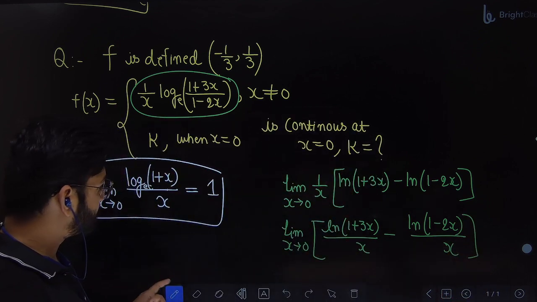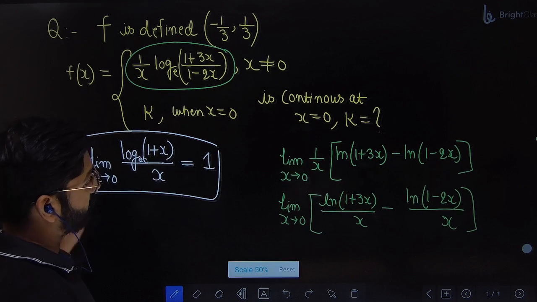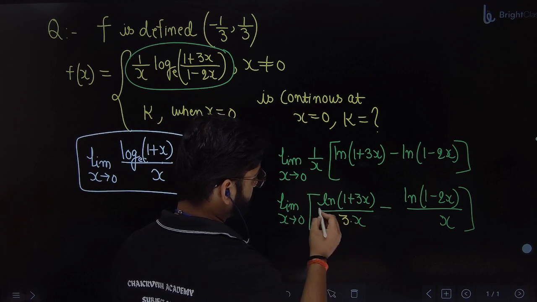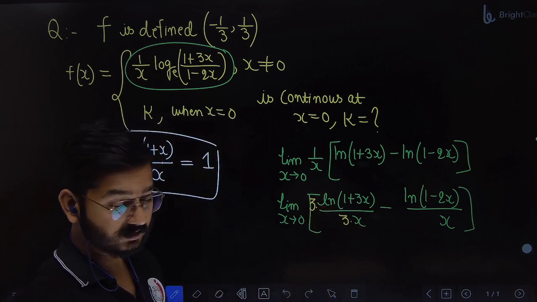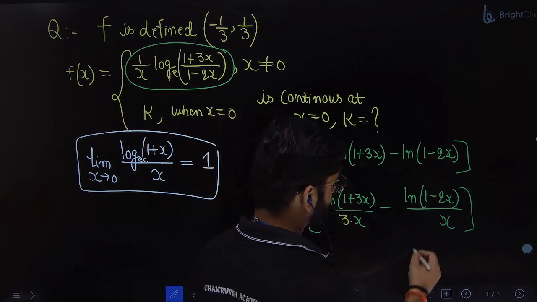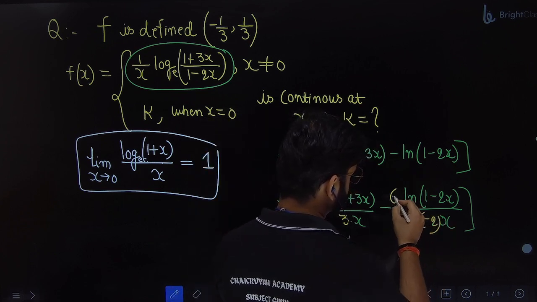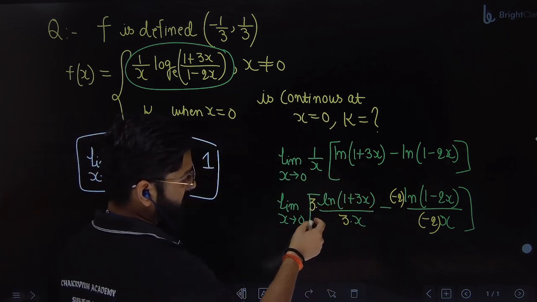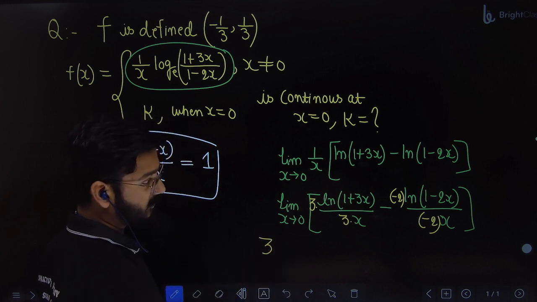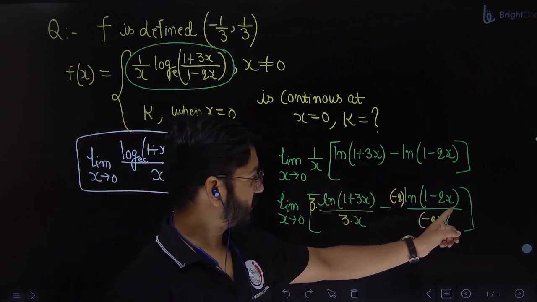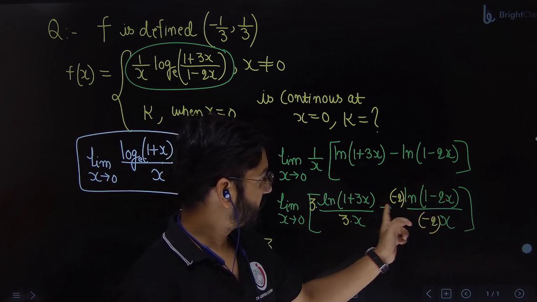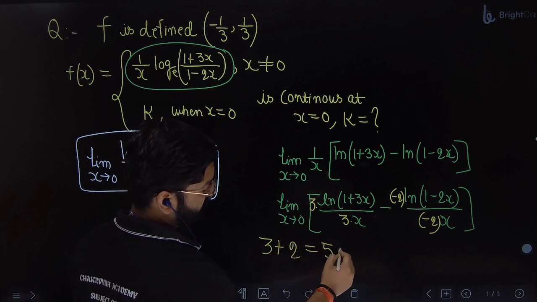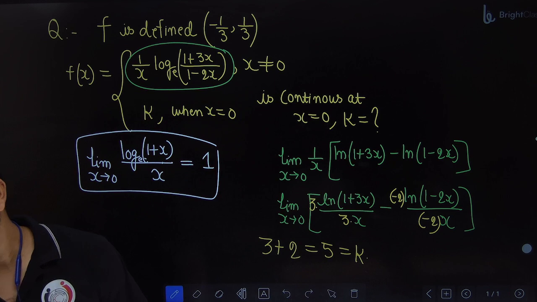Just notice one thing. Which term is missing to make it standard? What is missing in the denominator? 3. So I will divide by 3 and multiply by 3. What is missing here? Minus 2. Minus 2. All clear? So what will be the value of this? 3 into 1. 3. What will be the value of this whole thing? 1. Minus minus plus. So what is the answer? 5. Question is solved.